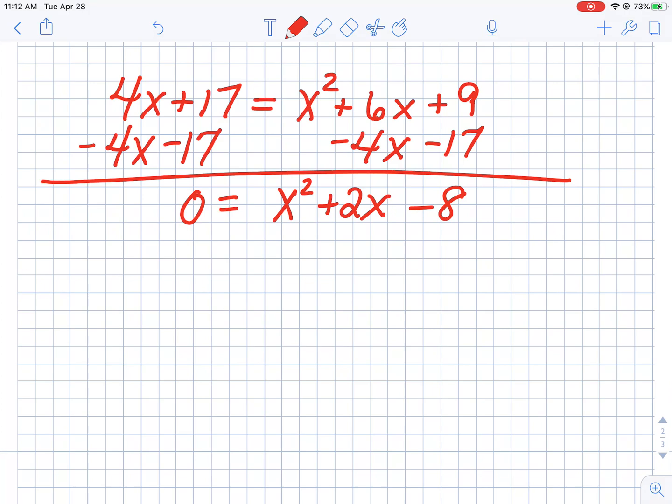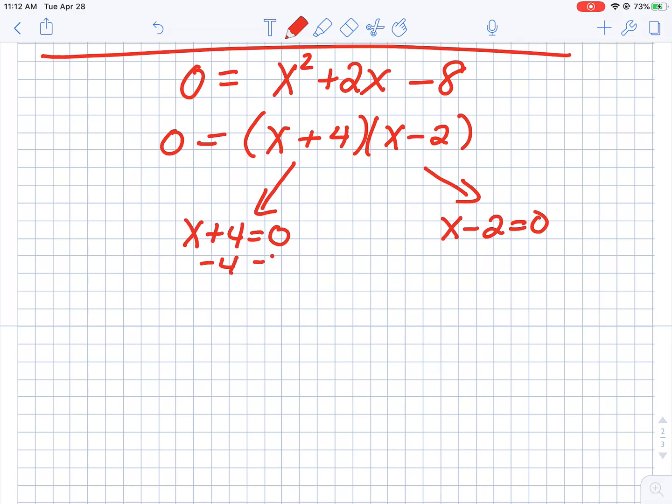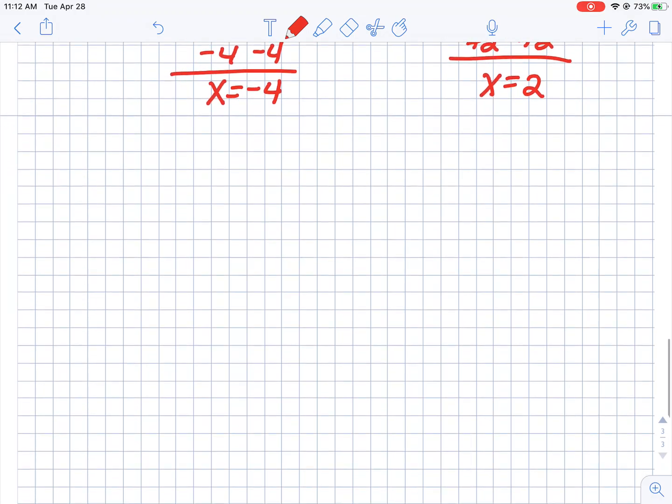Okay? So then what we have here is (x + 4)(x − 2) = 0. I'm going to do my zero product property. x + 4 = 0, x − 2 = 0. So my first possible solution is x = −4. My next possible solution is x = 2. You're not done. You have to check it.